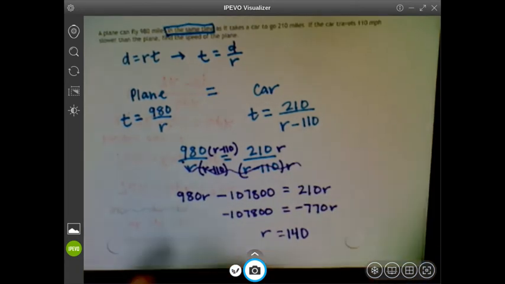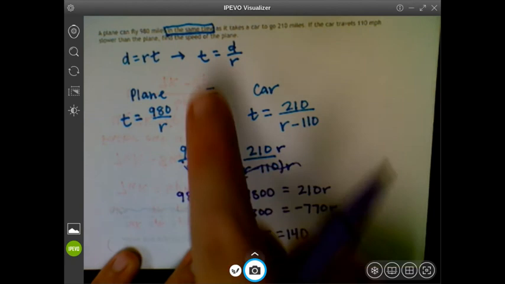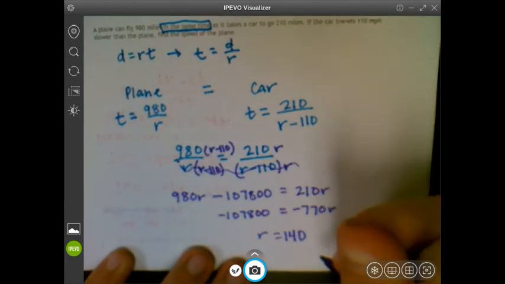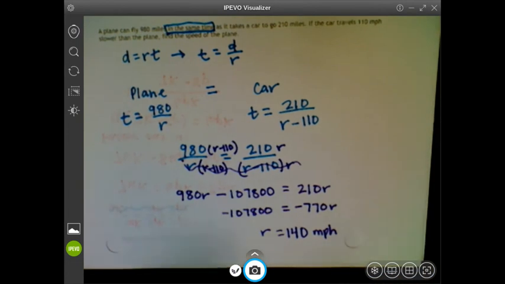140. And this is a rate, so this is how fast the plane is traveling, and it's going in miles per hour. And that's a realistic number there. So at the end, the nice thing is you can always check and be like, hey, realistic, yes, the plane could potentially travel 140 miles per hour.